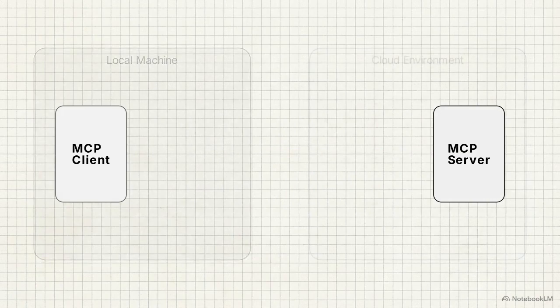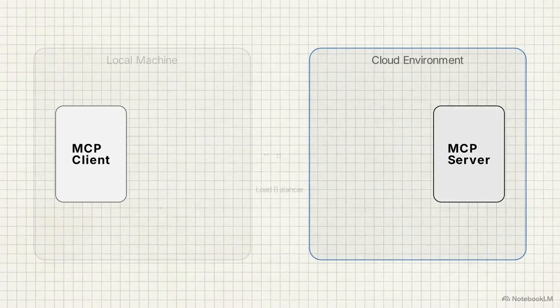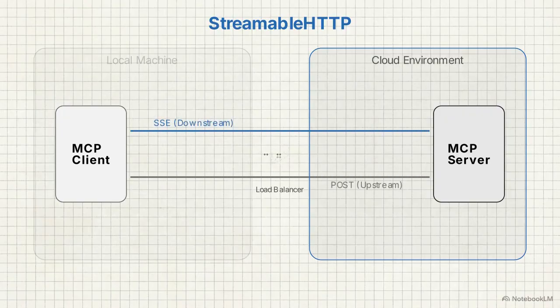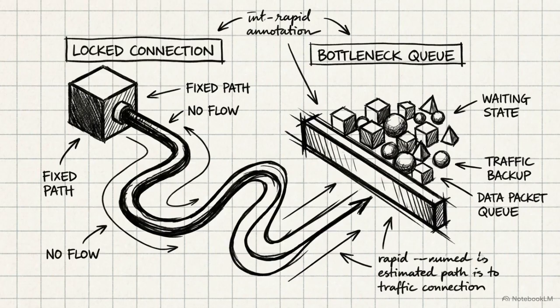To distribute this architecture in the cloud, you must transition to the standard shown on the right side of the screen, Streamable HTTP. Streamable HTTP uses a dual connection architecture. It requires server-sent events, or SSE, an HTTP standard that allows servers to continuously push data down to clients, paired with standard HTTP post requests that carry commands up to the server. This introduces a transport scaling paradox.